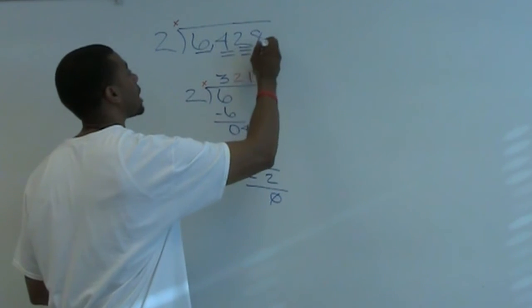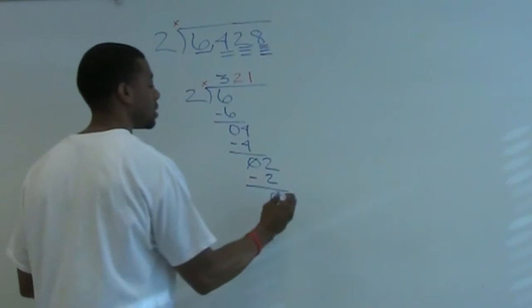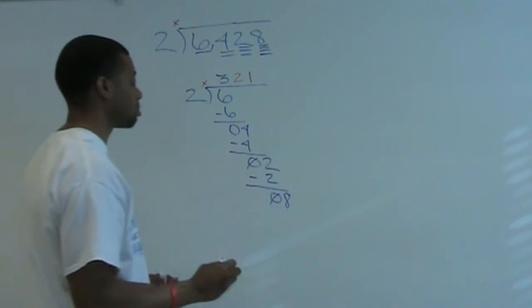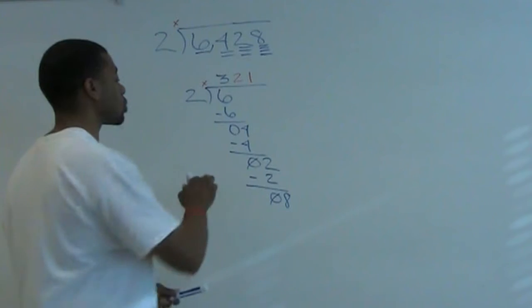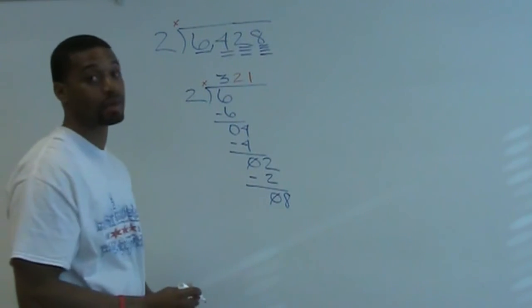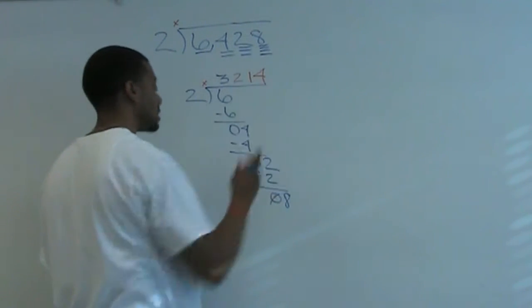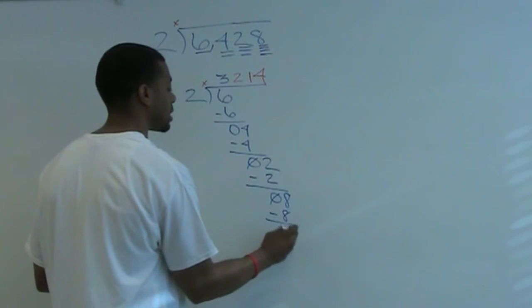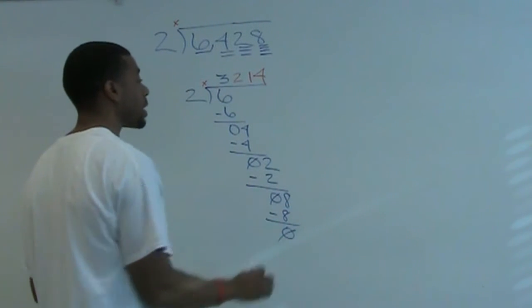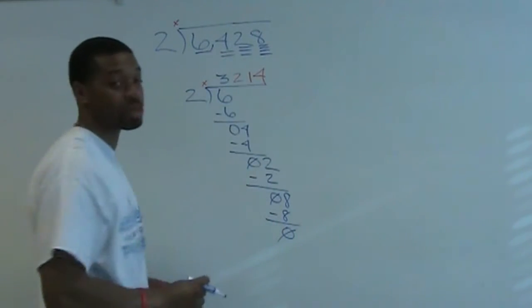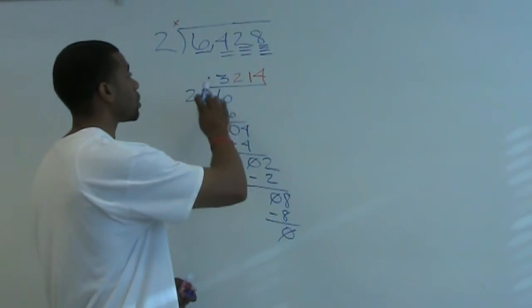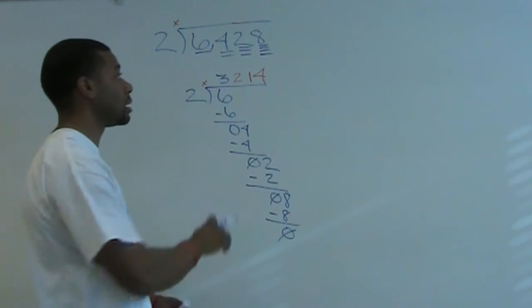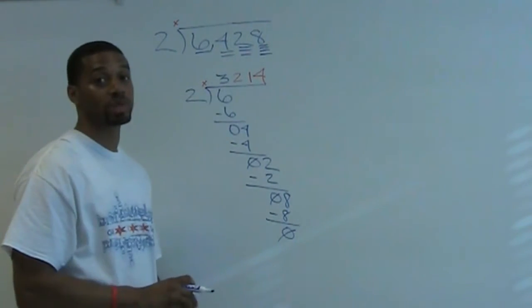Then I'm going to go to my last number, which is 8. I'm going to bring it down. Now I need to figure out 2 times what number will give me 8. 2 times 4 is 8. I subtract the 8. 8 minus 8 is 0. I have no remainders, and I don't have any digits left to divide by. So my quotient for 6,428 is 3,214.